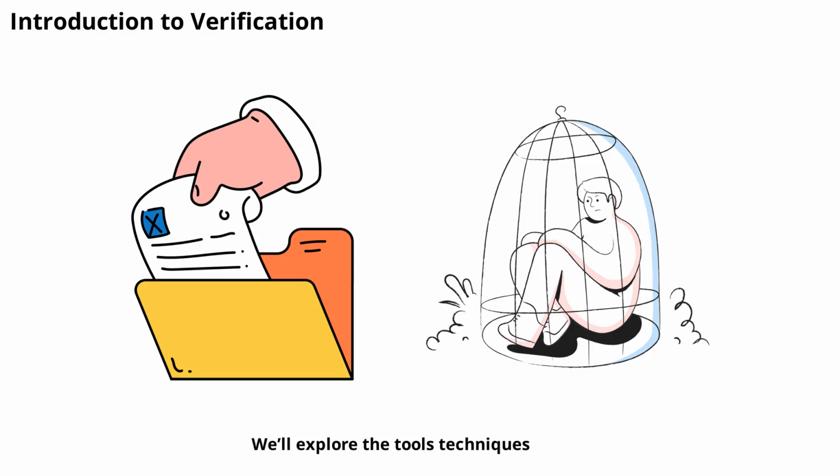We'll explore the tools, techniques, and protocols that help maintain the integrity of official records and why this process is so crucial for public trust and effective governance. Let's begin by understanding the basic need for verification in government operations.